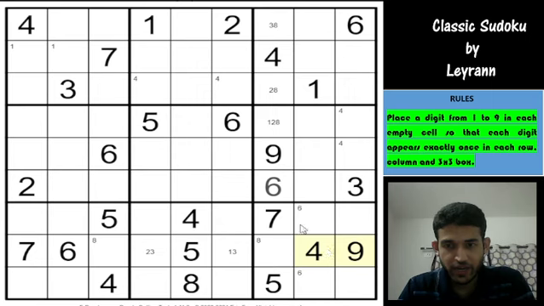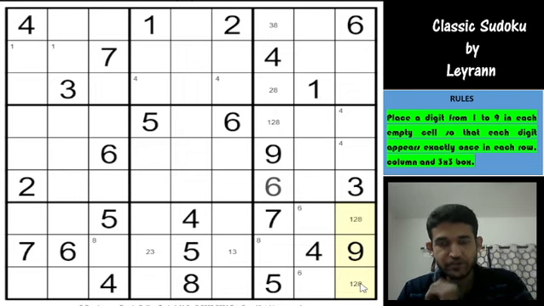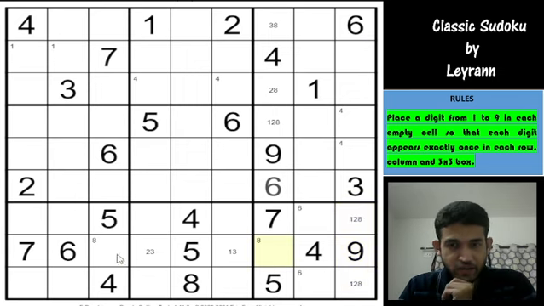I have 4, 9, 5, 7, 3 and 6 in column 9. So these two cells are limited. Let us write the possibilities there, 1, 2 and 8. Keep an eye on these 8s, guys. This is going to play a crucial role later on in the Sudoku.